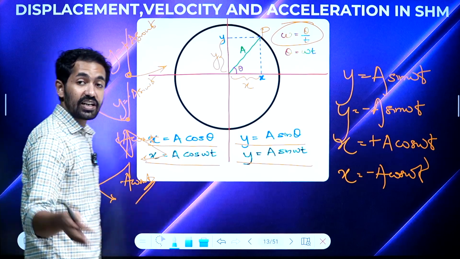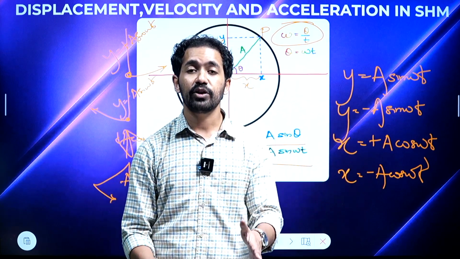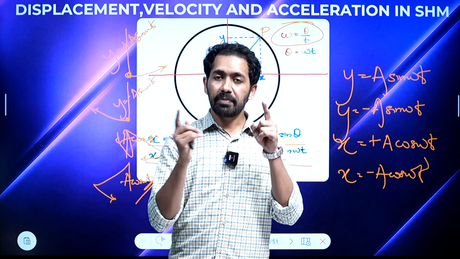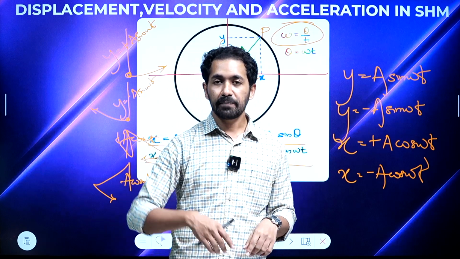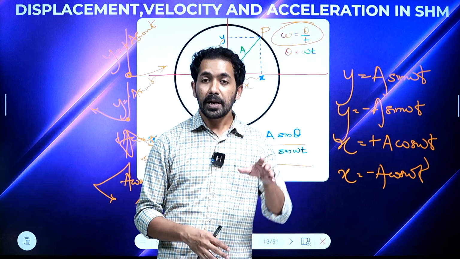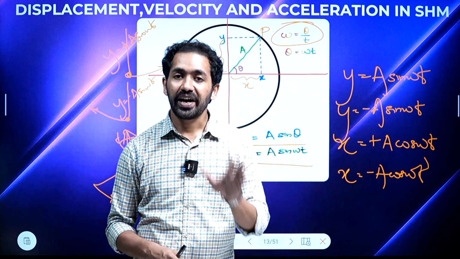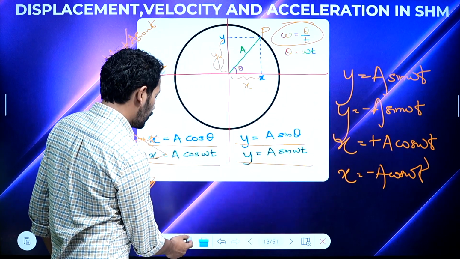So starting from mean position means sine function, and when starting from extreme position, definitely it will be a cosine function. Mean position to positive: plus a sin omega t; mean position to negative: minus a sin omega t; positive extreme to mean position: plus a cos omega t; and negative extreme to mean position: minus a cos omega t. Correct? Okay.